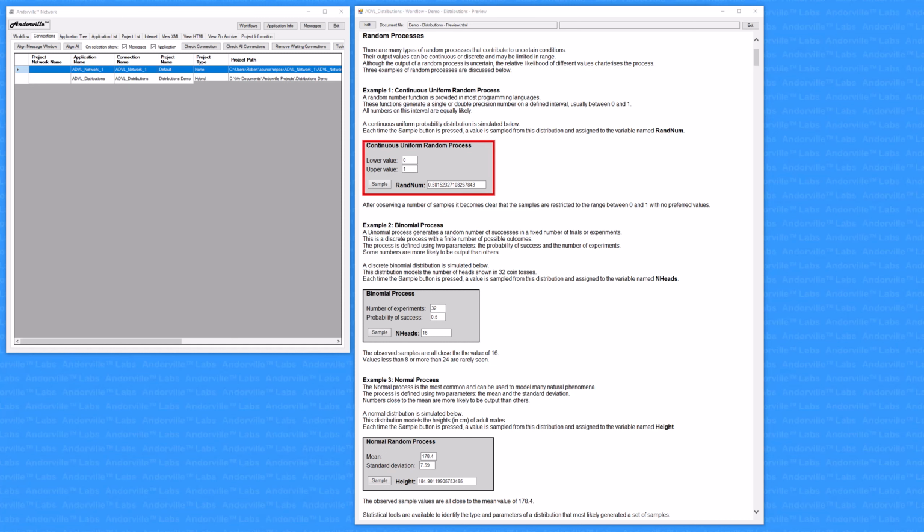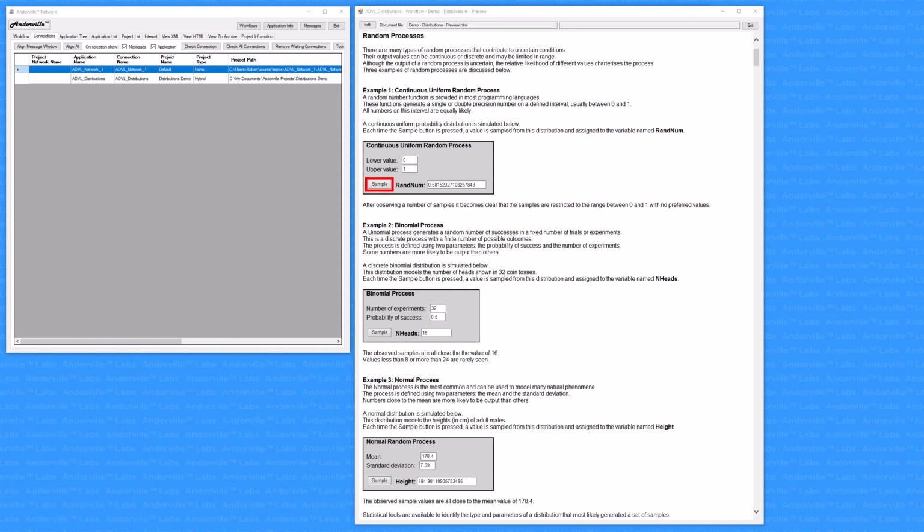Example 1 is a continuous uniform random process. A random number function is provided in most programming languages. These functions generate a single or double precision number on a defined interval, usually between 0 and 1. All numbers on this interval are equally likely. A continuous uniform probability distribution is simulated below.